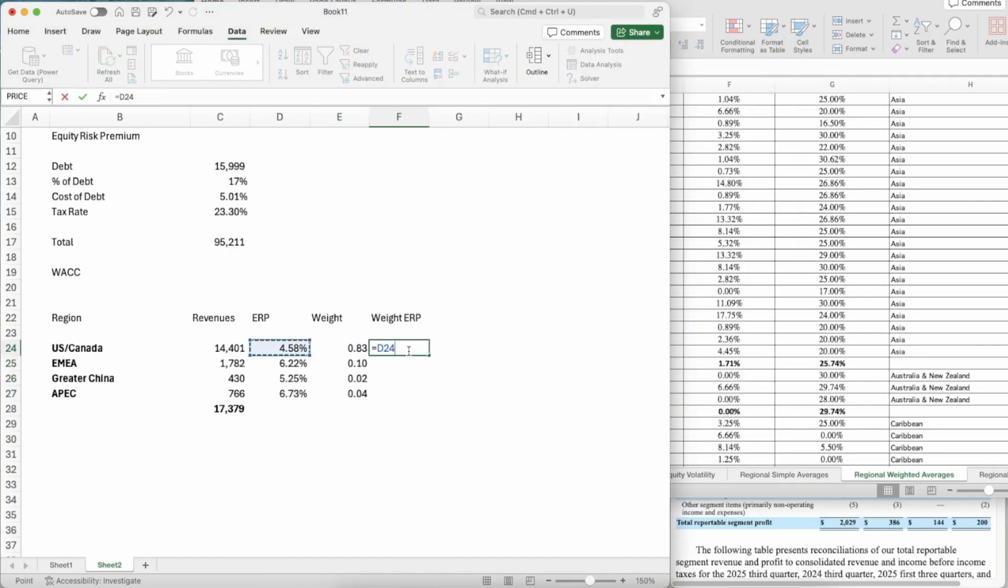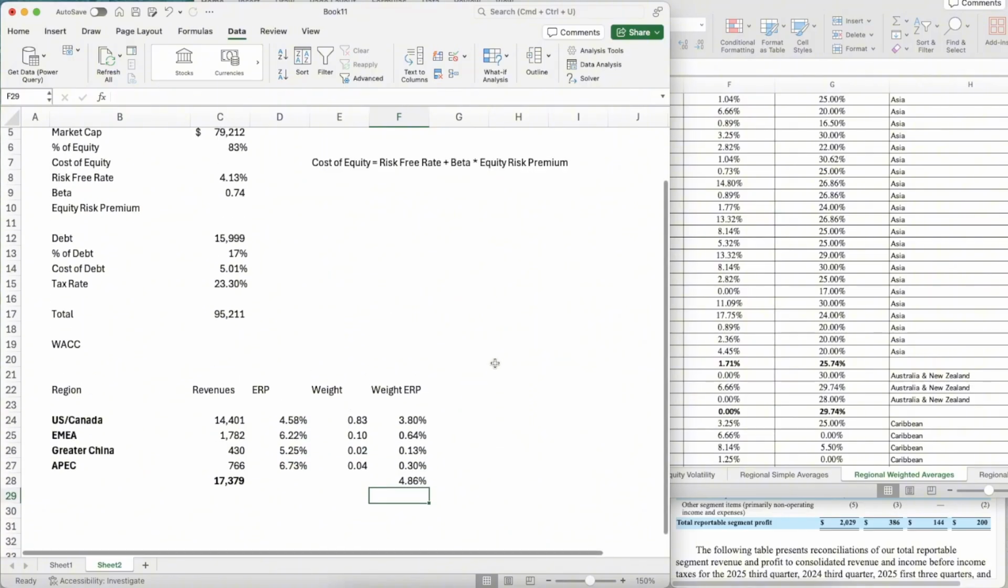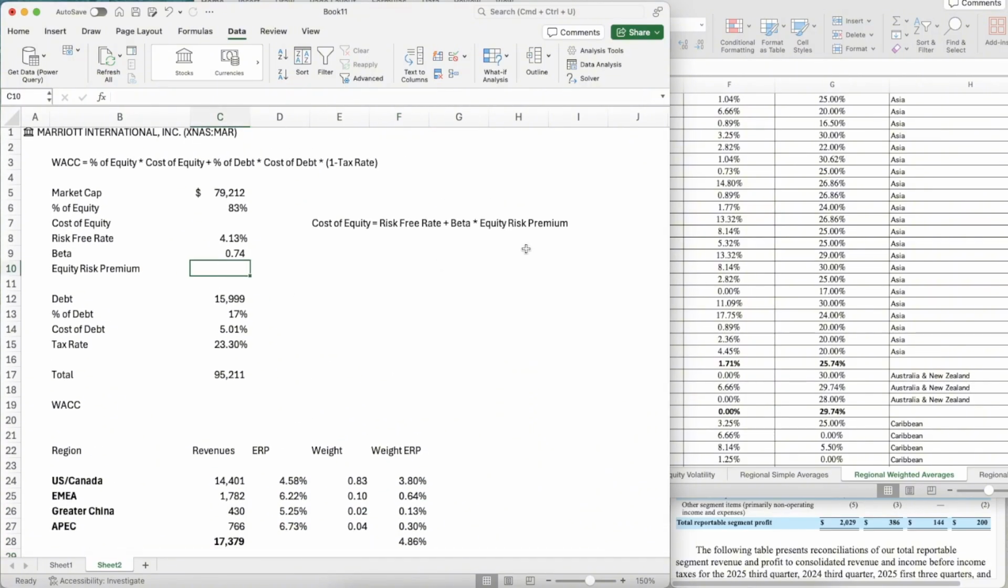We simply just multiply the ERP by the weight. But we want percentage, pull it down, and we just sum. 4.86. Very small ERP. Okay, so yeah, now we can calculate our cost of equity. We take our risk-free rate, we add the beta multiplied by our risk premium, which gives us 7 point.